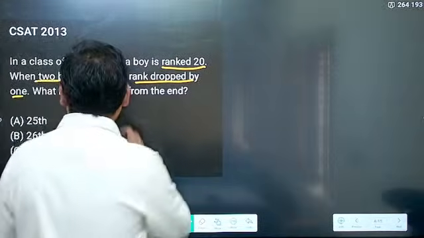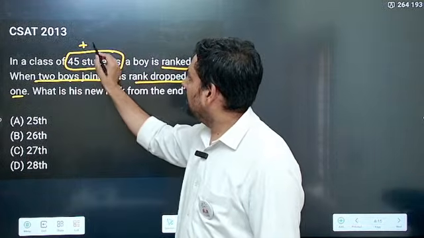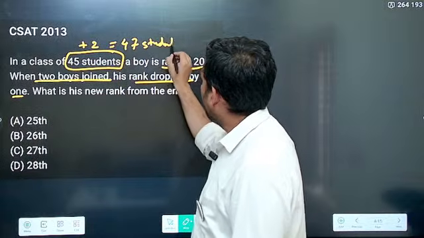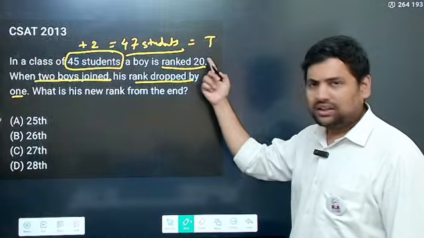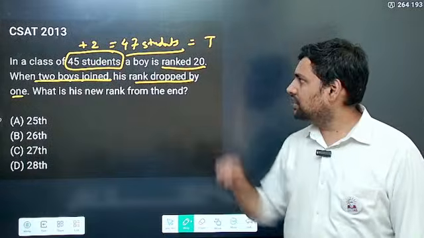Now, earlier how many students were there? 45. Then two more joined. So how many students? 47 students is what you have as the eventual scenario. Isn't this equal to the total students? Yes, 45 plus 2. This is the total number of students, that is 47.